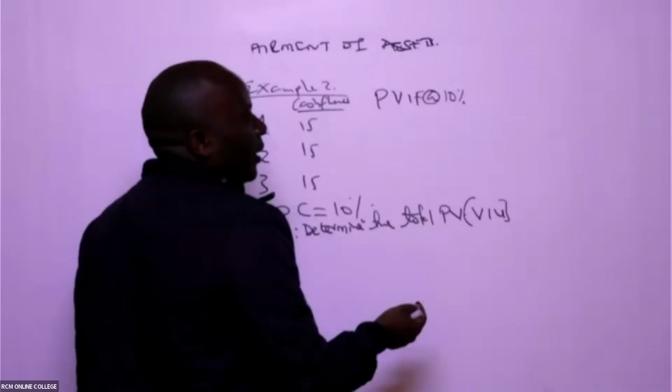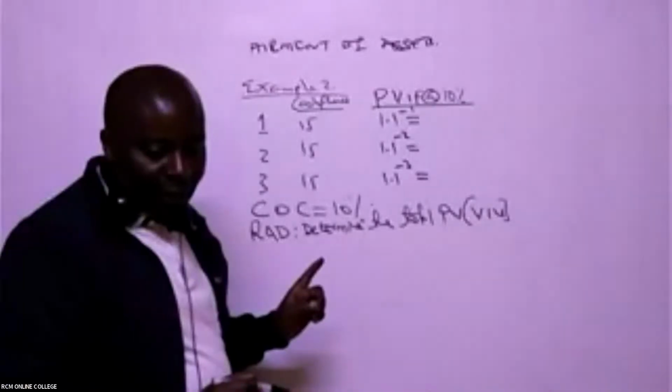Handle the figures as if they are independent. So are you able to give me this? Please remind me. We had 1.1 to the power of minus 1, 1.1 to the power of minus 2, 1.1 to the power of minus 3. Is there somebody who is able to do that?